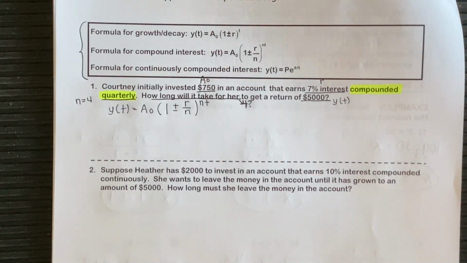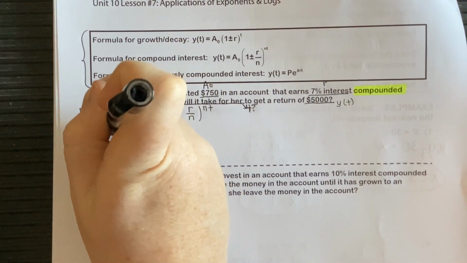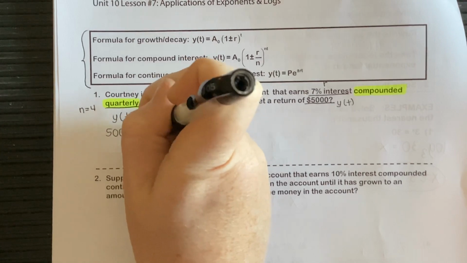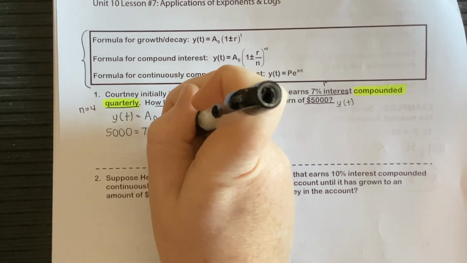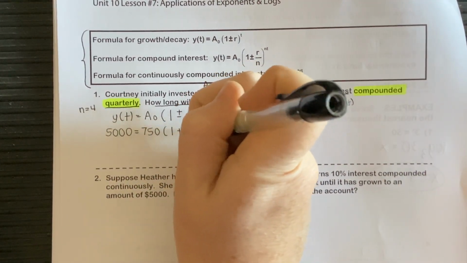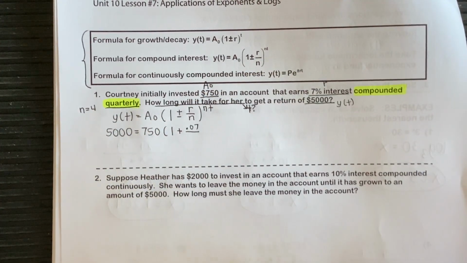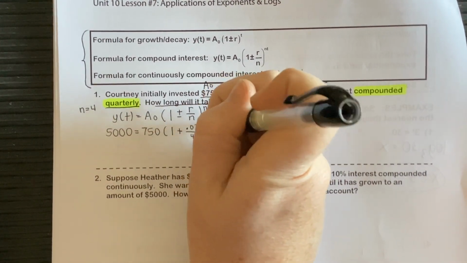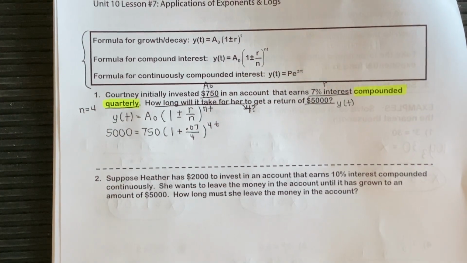Now we can start to fill in our equation. We know our final amount is 5,000. We know our starting amount is 750. This is going to be increasing, so it's a plus. Our rate, 0.07, over quarterly compounding, which is a 4, raised to the t.